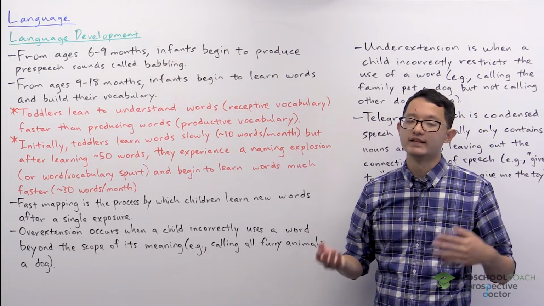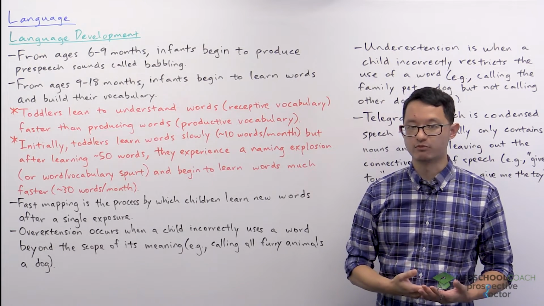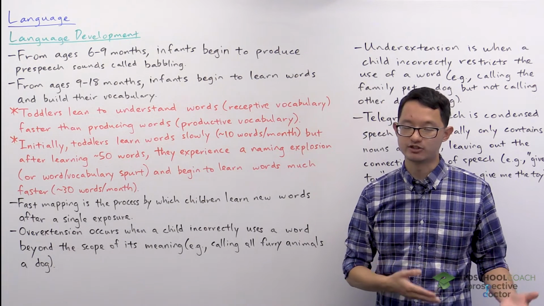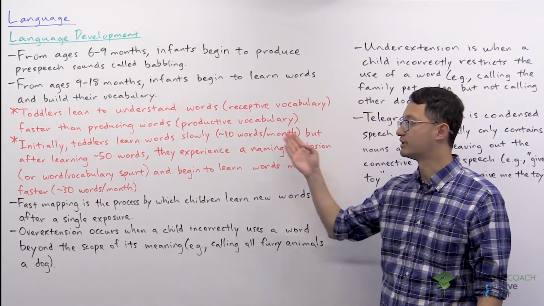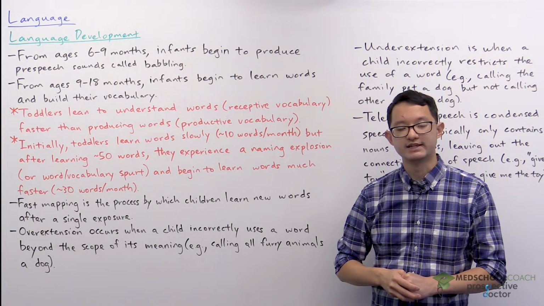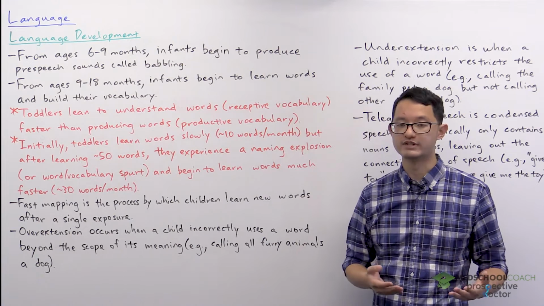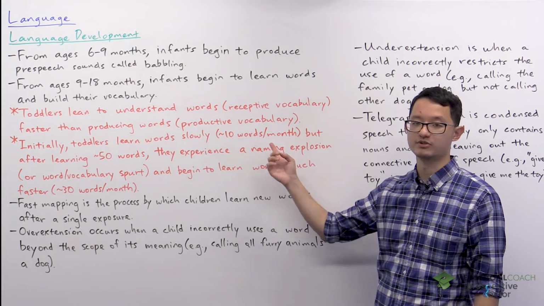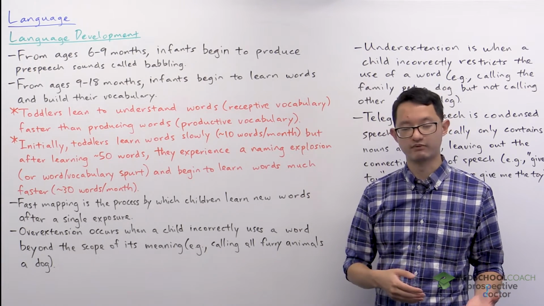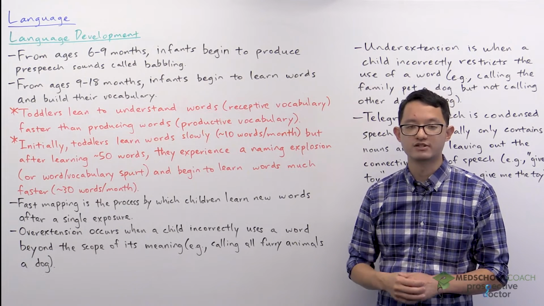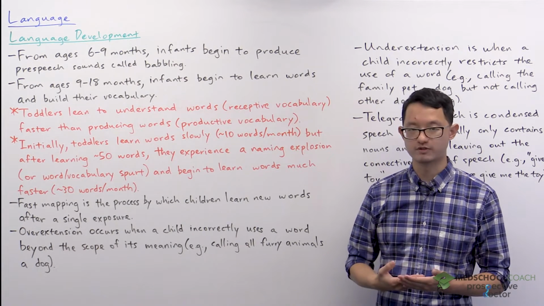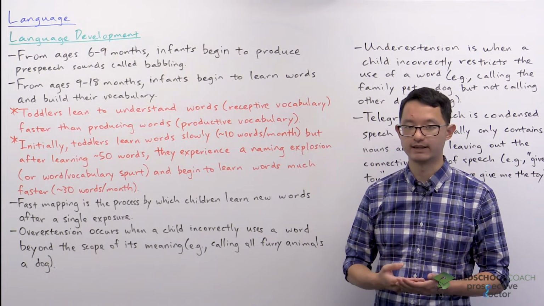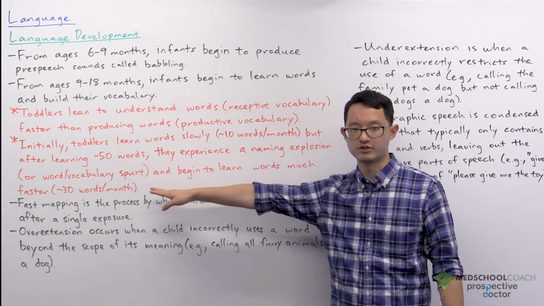What's interesting is that the rate at which children learn to understand words, which is called their receptive vocabulary, is faster than the rate that the children learn to produce words, their productive vocabulary. What's also interesting is that the rate at which children learn words is not linear. Initially, they learn words slowly, approximately 10 words per month, but once they hit this threshold of approximately 50 words, they experience what is called a naming explosion, or a word spurt, or a vocabulary spurt, where they begin to learn words much more quickly, at around 30 words per month.